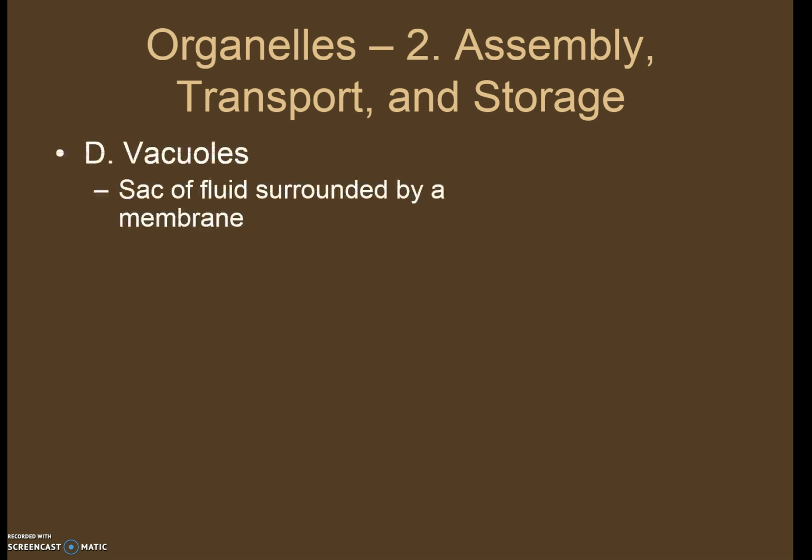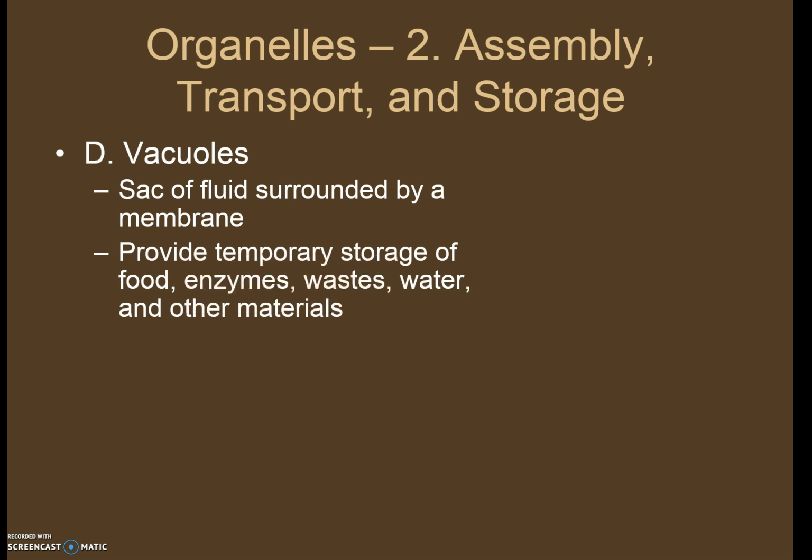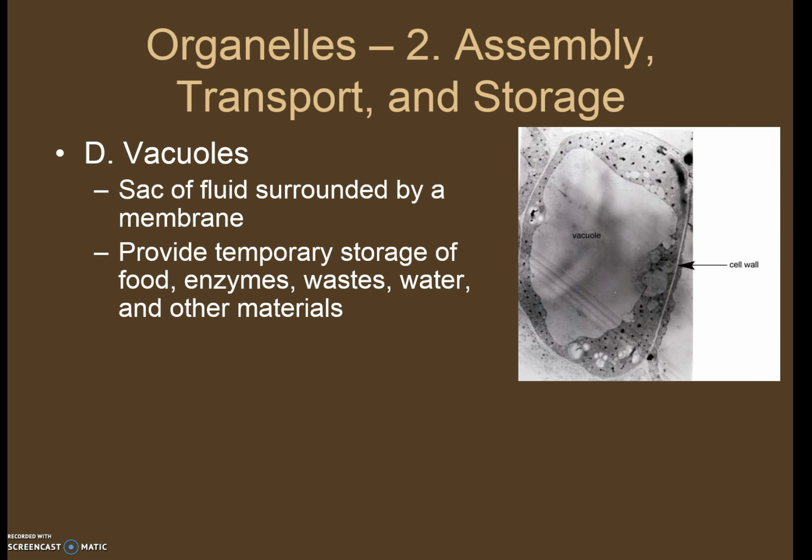Next we have vacuoles. A vacuole is going to be like a Tupperware container or like a suitcase. It is for storage. It is described as a sack of fluid surrounded by a membrane, and it provides your storage of food, enzymes, waste, water, pretty much anything that you're going to need to save for later or save until you can ship it out of the cell or use it.